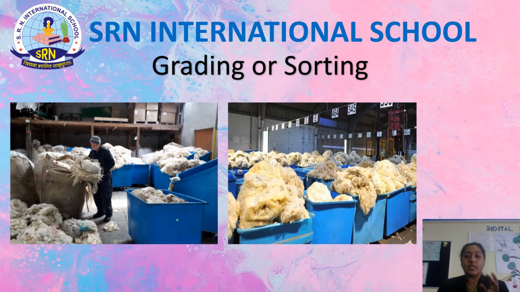Next, we come on to grading and sorting. Now, the fleece that is obtained is of different type from different sheep, right? Some are long, some could be short, some have more crimples, some have less crimples. So, to get the wool separated from each other, they are sorted or graded.